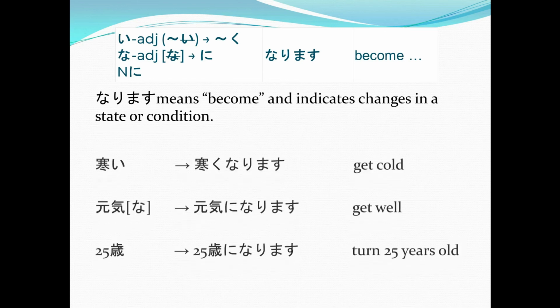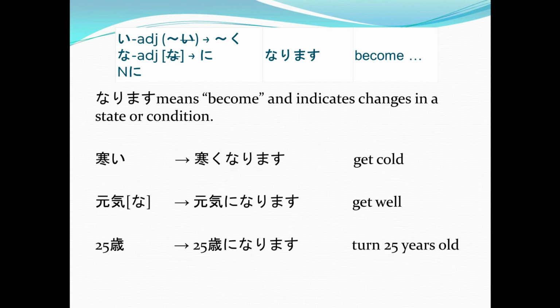So let's see the examples that we have. So for the i adjectives, we have samui. So when you want to say that it became cold or it will become cold or to get cold, you say samuku narimasu. Again, samuku narimasu. Remove the last i of samui, change it into ku, then add narimasu, which means to get cold.